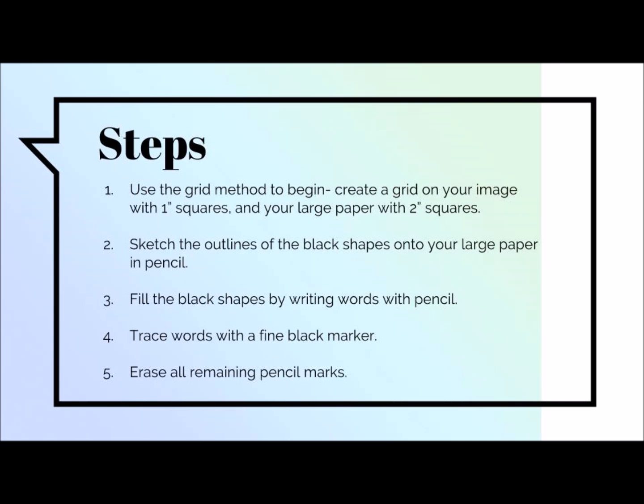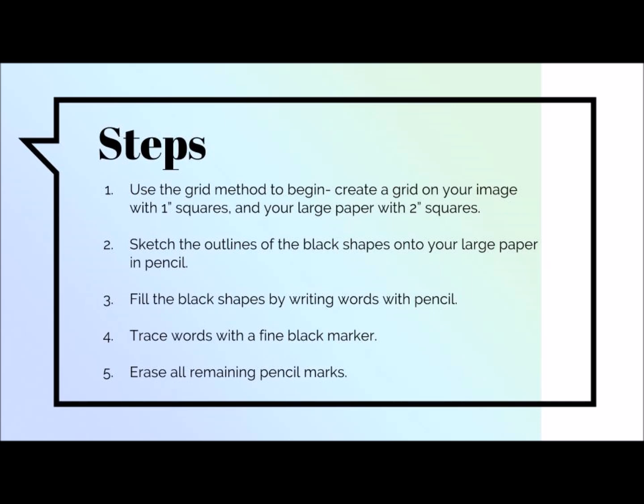Now once you have your sketchbook exercise done and you have your photo printed, go ahead and grab a piece of that large Bristol paper and get started. The first thing you'll do is draw a grid on both your image and your drawing paper. So 1-inch squares on your photograph and 2-inch squares on your large paper. After that, go ahead and sketch the outlines of the black shapes onto your large paper just using a pencil. Once you're done with that, fill in the black shapes by writing words, again in pencil.